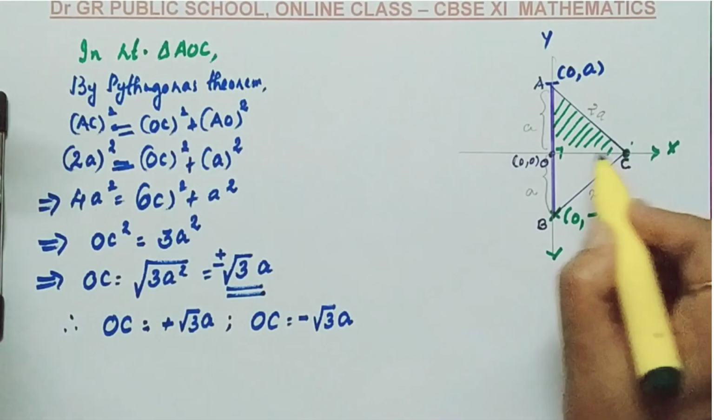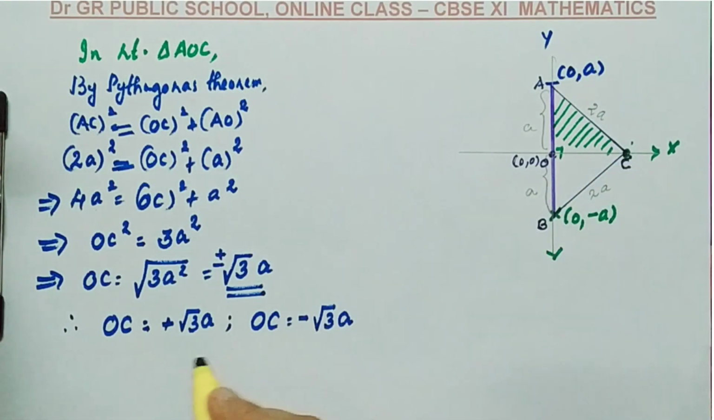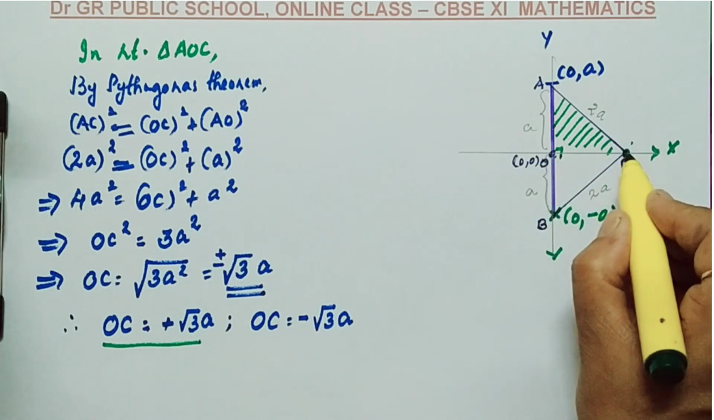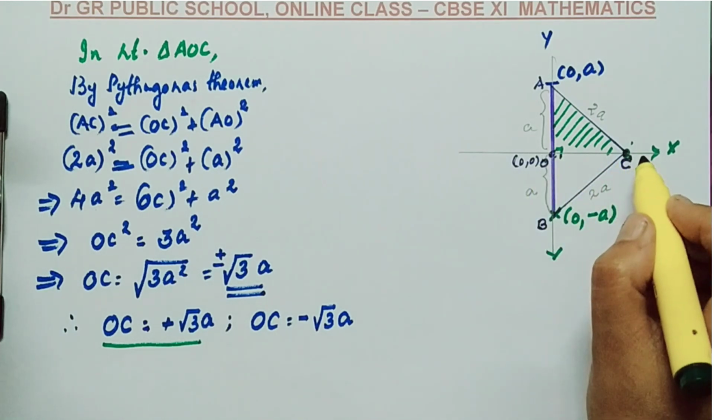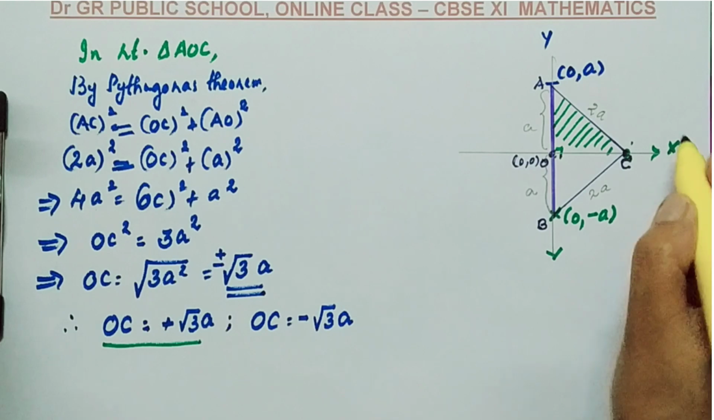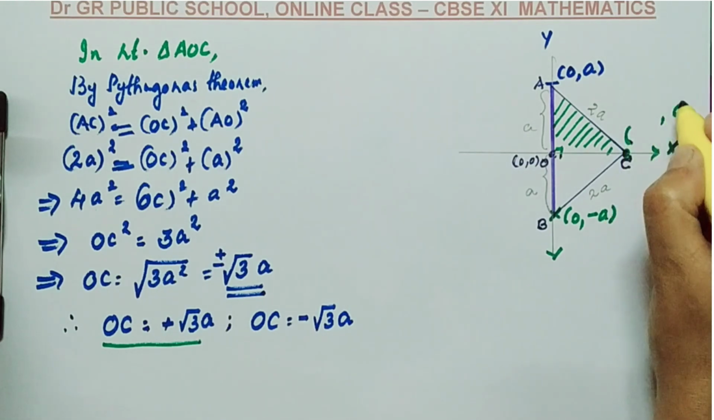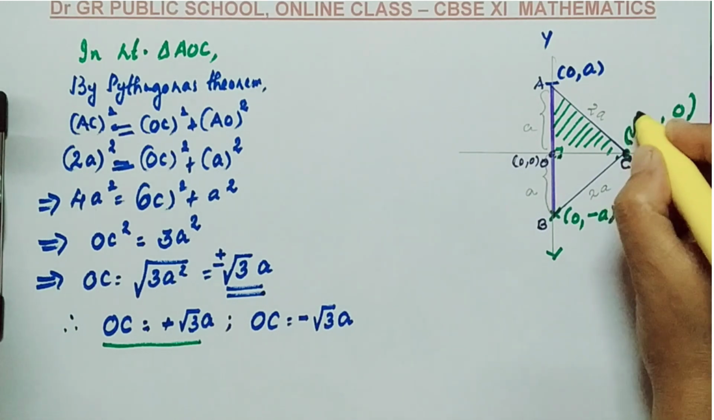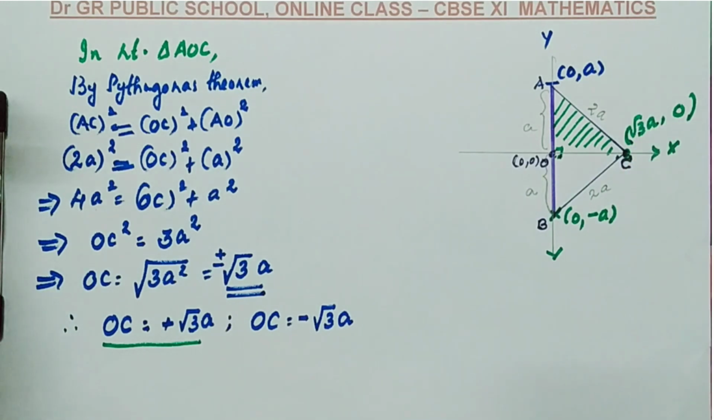Remember, if the point C lies in the positive direction of the x-axis, I can take the value of OC as plus root 3a only. OC, this distance is plus root 3a. The point lies on the x-axis, hence its y-coordinate is 0, and this much x distance is obtained to us: root 3a. Plus root 3a. Now we have a doubt: when do we need to apply minus root 3a?